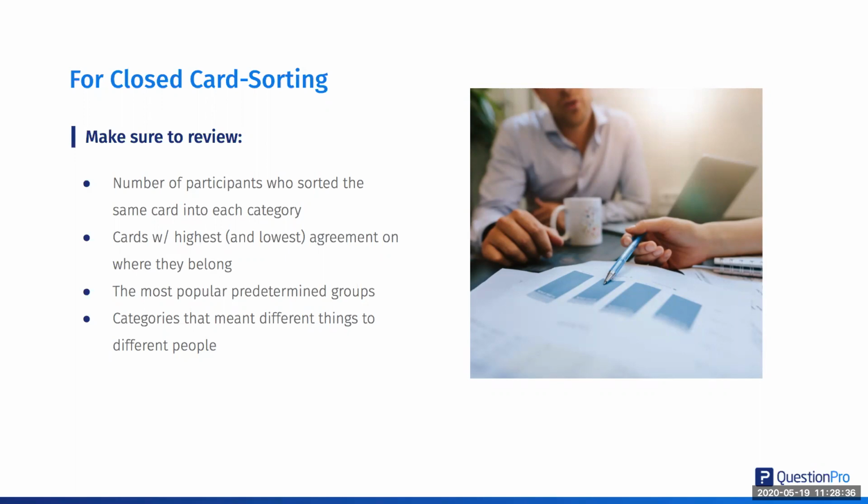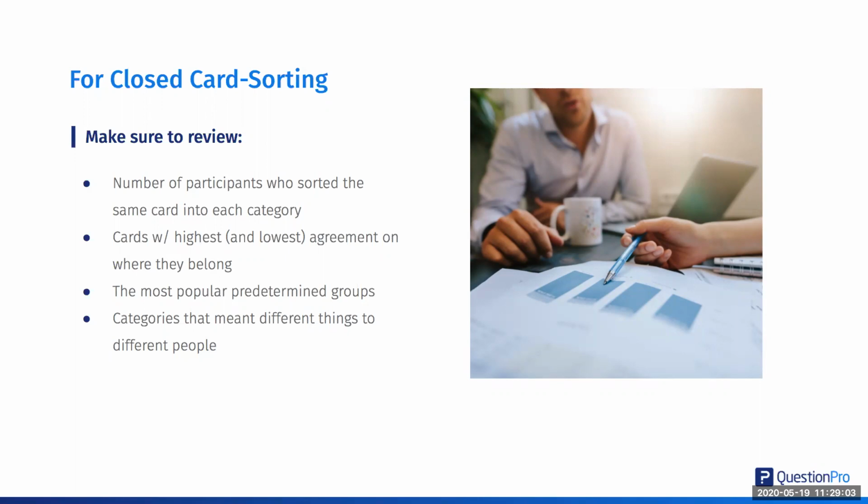Within the QuestionPro tool, we're able to also rank within categories. What are the strongest cards or the strongest attributes within that category? So you can also look and see what the average rank is within each category or for each card. Also, you can see what the most popular predetermined groups are.